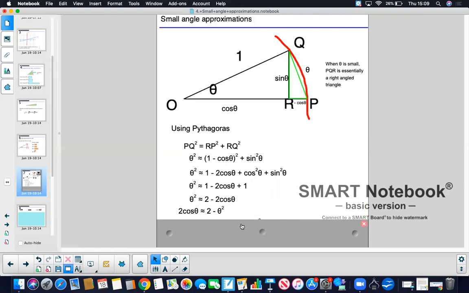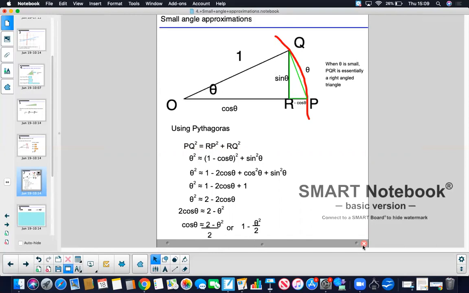Now if we rearrange this, we add 2 cos theta to this side and subtract theta squared, so then we can work out cos theta is 2 minus theta squared over 2, or it can be written as 1 minus theta squared over 2. So this is when we've got a small angle, and this is our cos approximation.